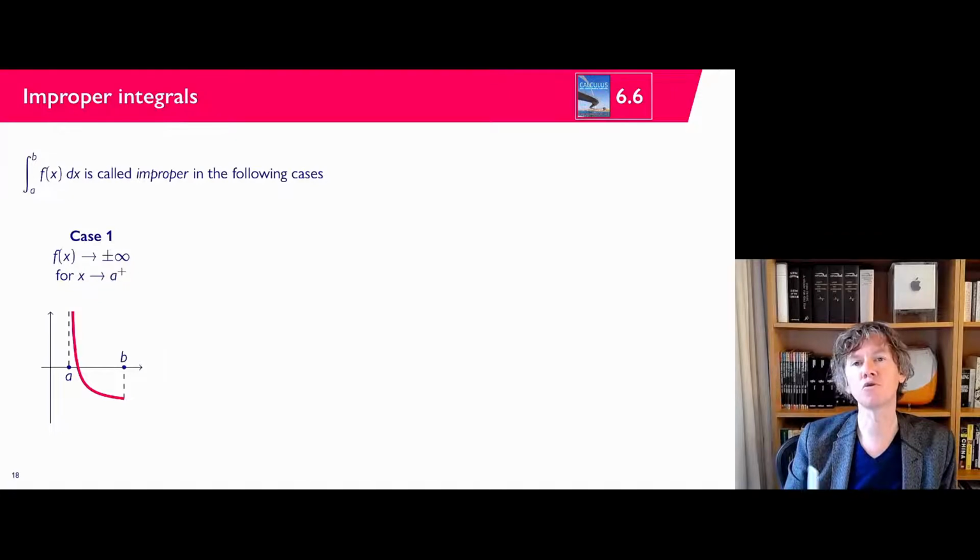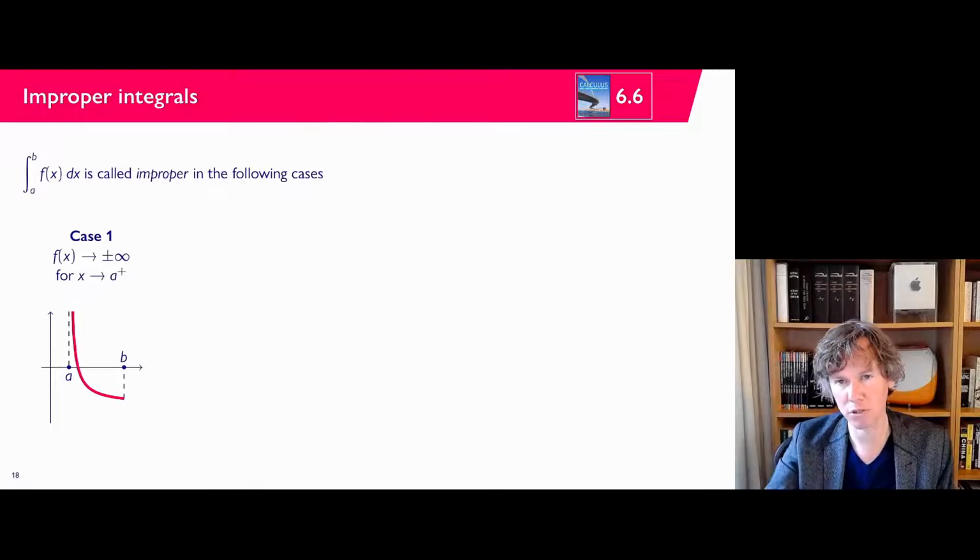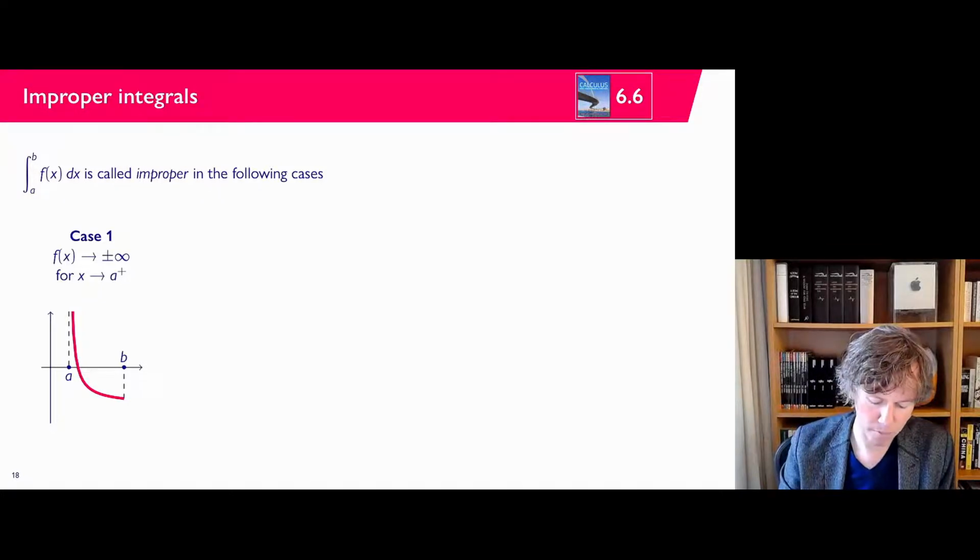So if your function goes to plus or minus infinity at the left point of your interval, we call this integral improper. And how to properly deal with that, I'm going to show you in a second. But first I'm going to list the cases of an integral being improper.